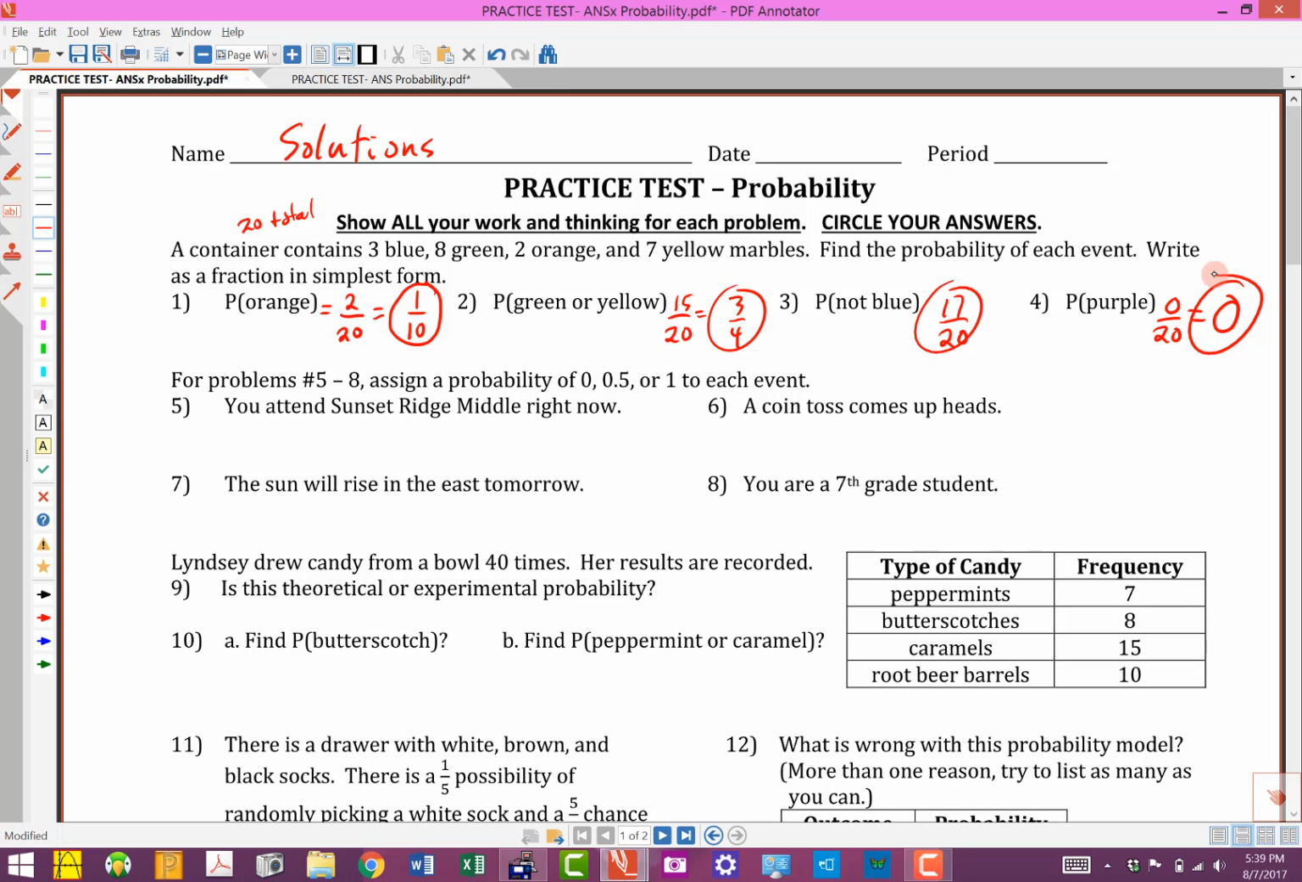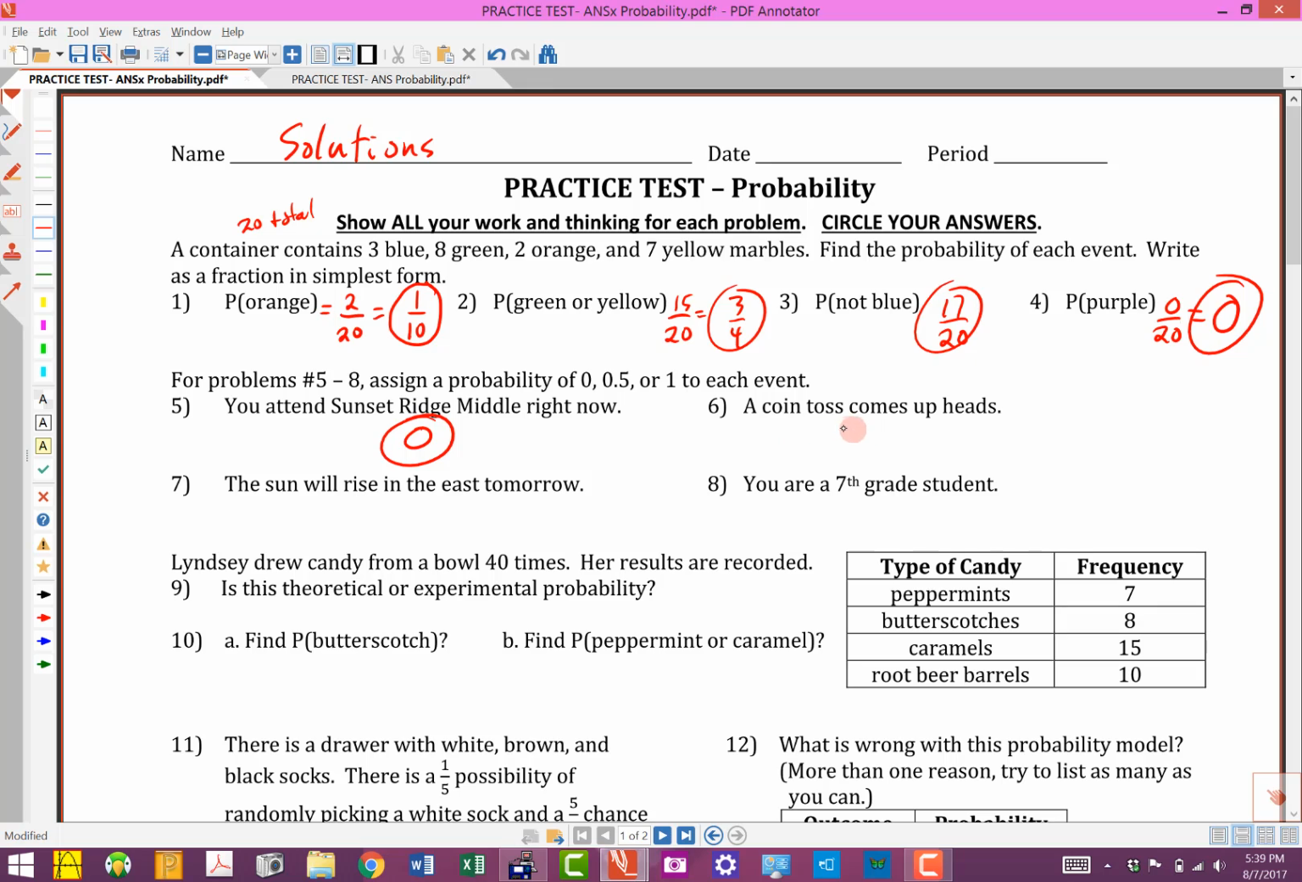Okay, 5 through 8 have the same instructions. It says assign a probability of 0, 0.5, or 1 to each one of these events. So let's just read through these and figure out what the answer is. You attend Sunset Ridge Middle School right now. Well, if you're taking this class from me, you attend Elkridge Middle School. So there's no chance of that. That's impossible. So that's going to be a 0.